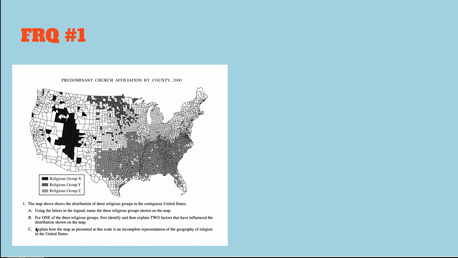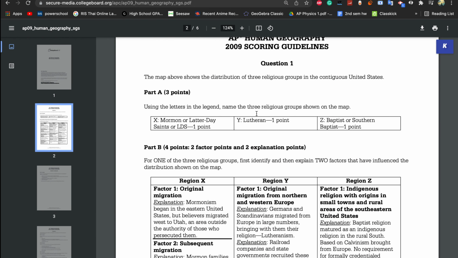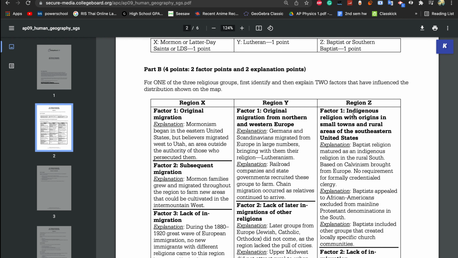Let's look at B. For one of the three religious groups, first identify and then explain two factors that have influenced the distribution shown on the map. So you could pick any of them, the Mormons, Lutherans, or Baptists. It's up to you, really. So you have the freedom.